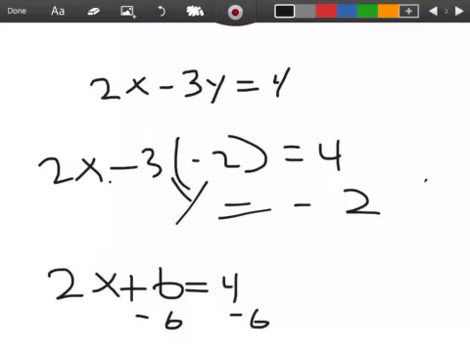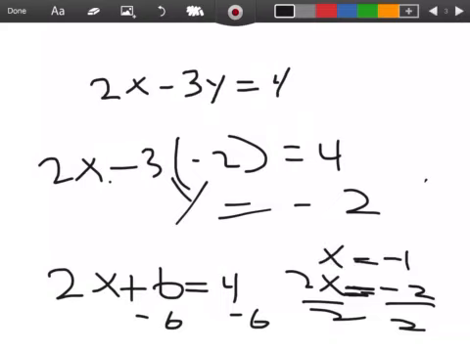Subtract 6. 2x equals negative 2. Divide by 2. x equals negative 1. To write it as an ordered pair, negative 1 and negative 2. That's how you would solve it.